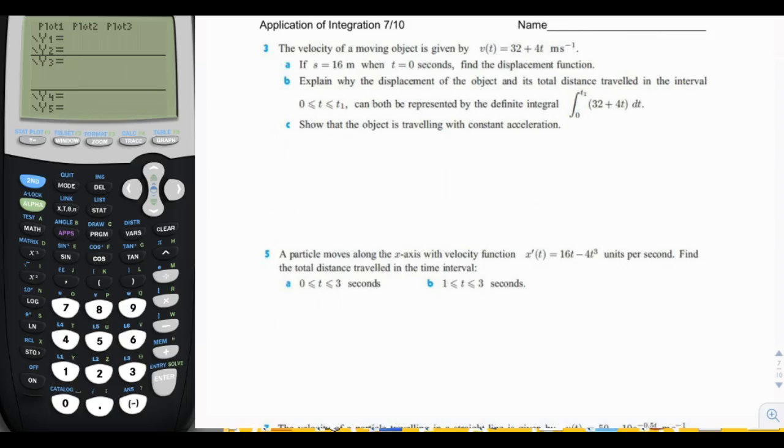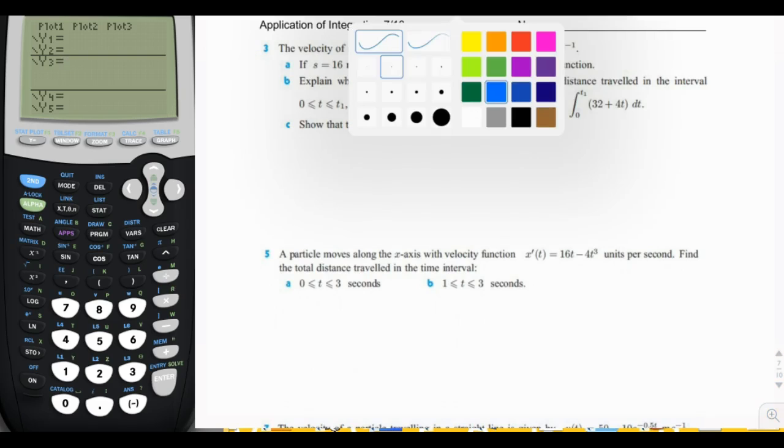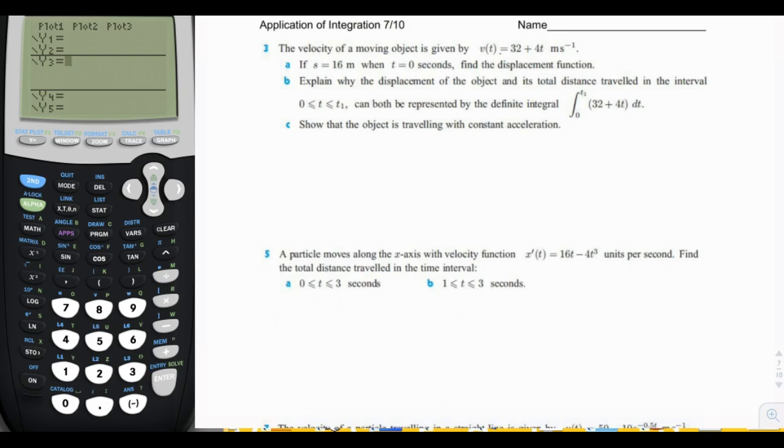Applications of integration, page 7. The velocity of a moving object is given by this equation. If s equals 16 when t equals 0, find the displacement function. Okay, so why are they giving us this information? This is a way for us to figure out the integration constant.